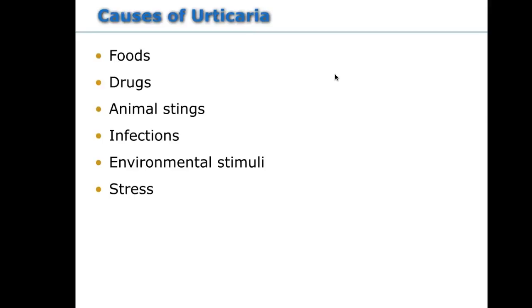Oh, there's our causes of urticaria. Allergic reaction to food. Peanuts are a big offender. What else? Wheat's a big offender. Strawberries sometimes. Tomatoes. Drugs. Penicillin is always a big offender. Animal stings. Animal bites. Stress. You can have stress urticaria. You can just break out in hives for no reason at all. Well, for psychological reasons like stress.